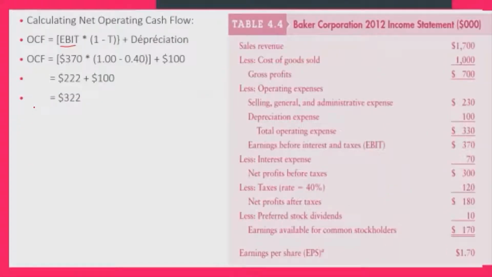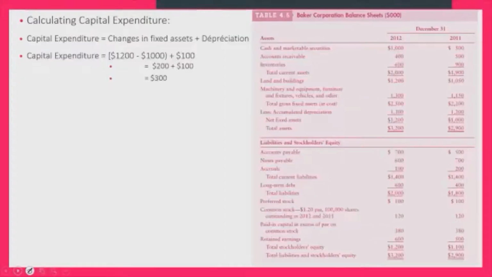So when we look at the baker's example, we have earnings before interest and taxes, EBIT, 370, multiplied by 1 minus the tax rate, which is 40%, adding back depreciation. Depreciation expense is $100. So the first part of the formula, our net operating cash flow, is 322,000. But do we have enough? Is this enough? More than enough? Let's look at the other components.